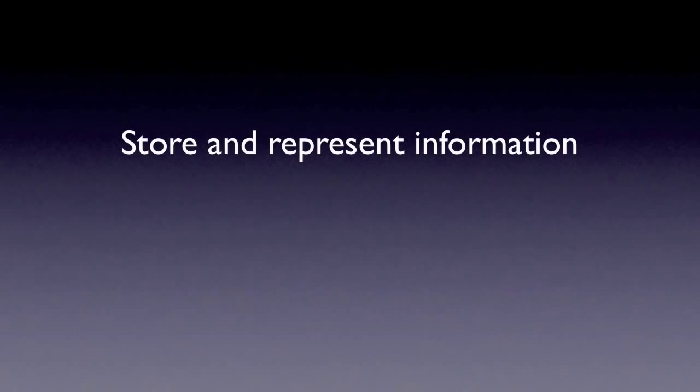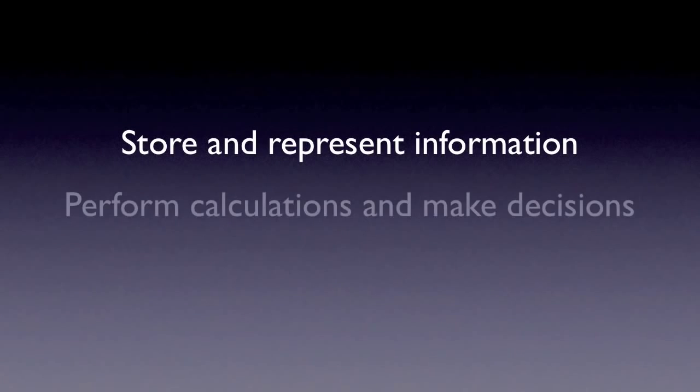But how do we get a computer out of a pile of transistors? To build a simple computer, we need two things: a way to store or remember stuff, and a way to perform calculations and make decisions about this stuff. To begin with, we're going to look at the first of those two things: a way to store stuff in a computer.